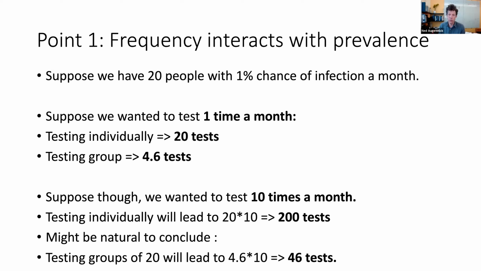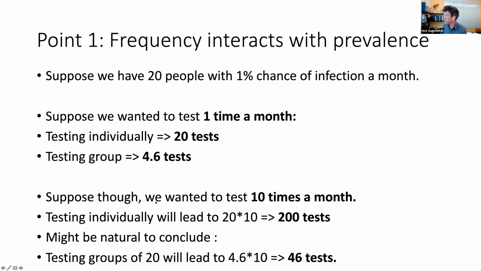So again, suppose that we have 20 people and suppose that they have a 1% chance of infection every single month. And suppose that I say, okay, I want to test, and I'm just going to test once a month. Well, we already talked about this. Testing individually is going to cost me 20 tests. Testing in a group is going to cost me 4.6 tests.